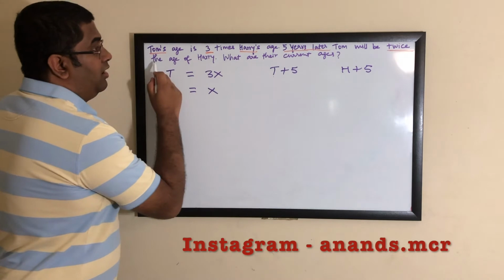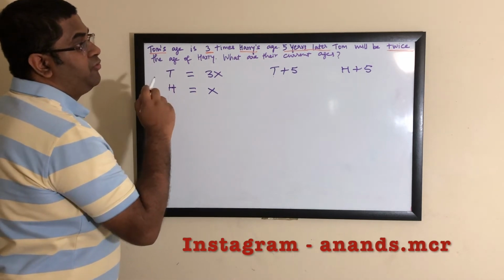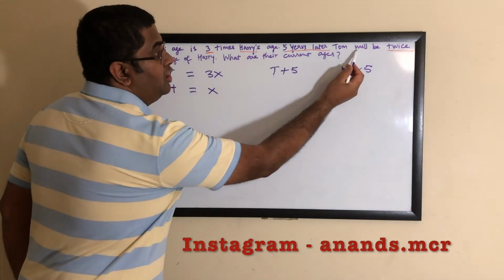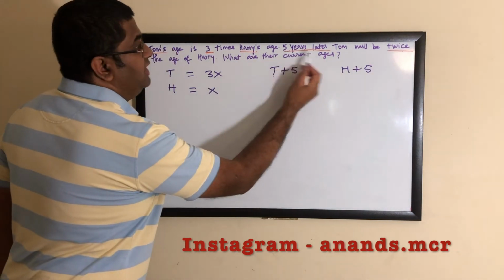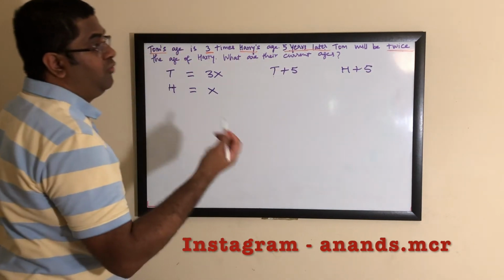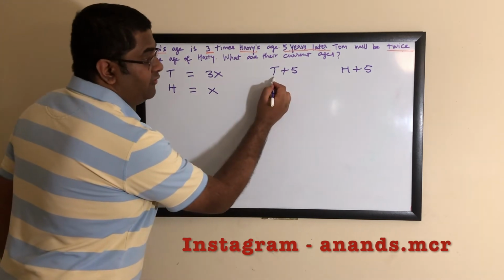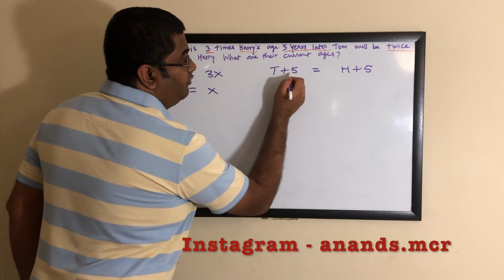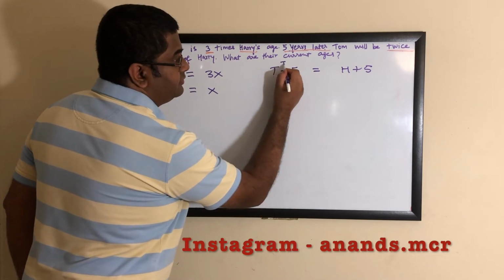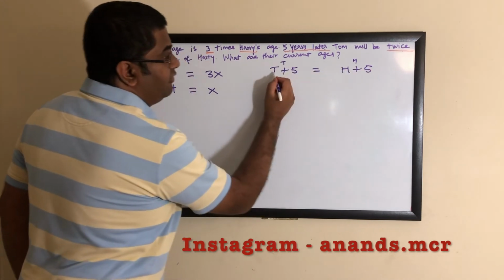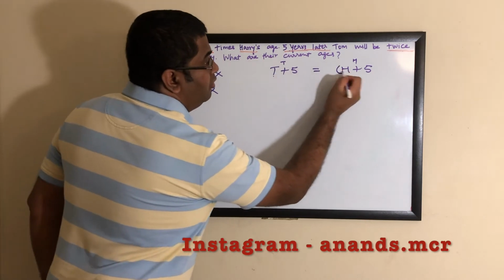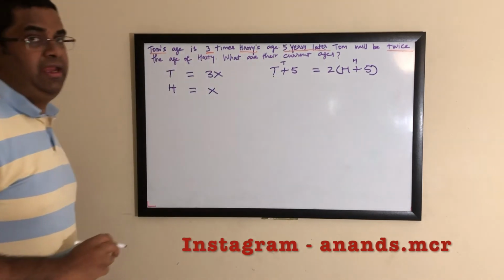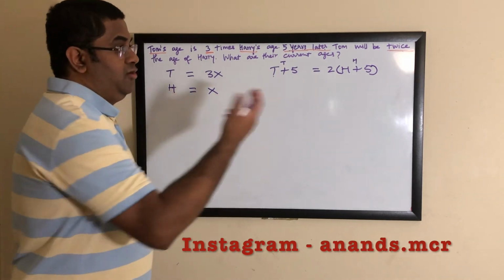Now, the information that we have available from this problem is that 5 years later, Tom will be twice the age of Harry. So after 5 years, what happens, friends? t plus 5 is Tom's age, and h plus 5 is Harry's age. After 5 years, Tom will be twice, so Tom's age is twice the age of Harry. So this is how we have to construct the equation.